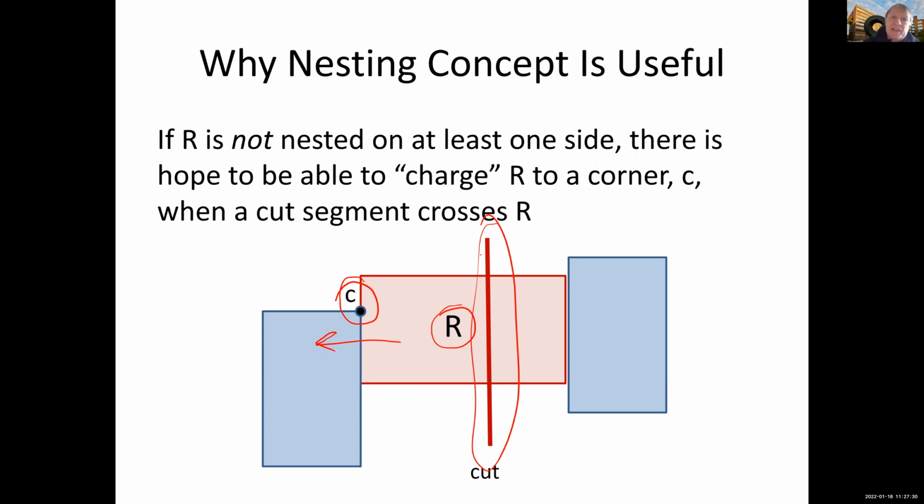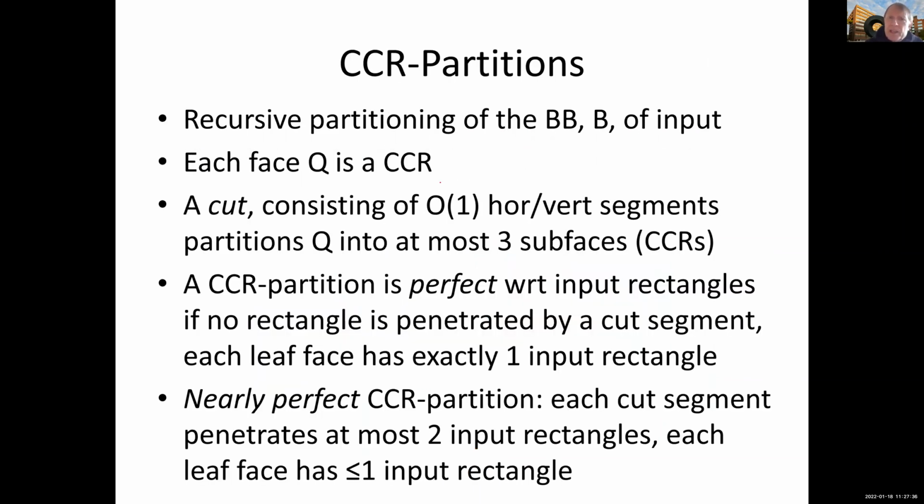So a CCR partition is a recursive partitioning, initially of the bounding box of all the input. Each face will be a CCR, and a cut will consist of a constant number of horizontal and vertical segments that partitions into at most 3 subfaces. We'll say it's perfect if none of the input rectangles are penetrated by any of the cut portions, and each leaf has exactly 1 input rectangle. Now we're actually going to relax that a little bit and speak of a nearly perfect CCR partition, where we allow a constant number of rectangles, at most 2 per vertical cut portion, to be intersected.